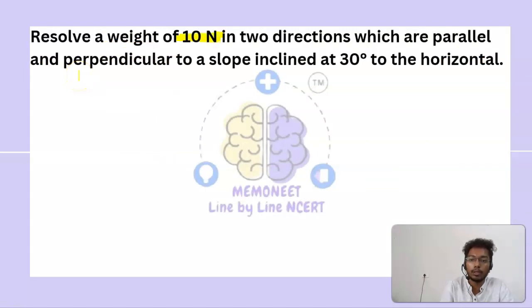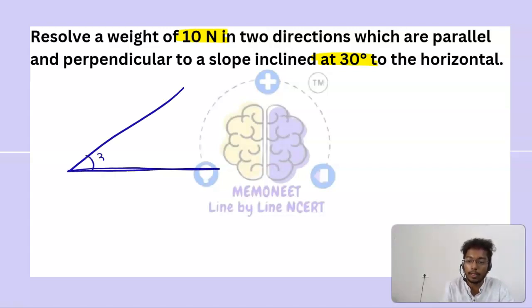Of 10 Newton in two directions, which are parallel and perpendicular to a slope inclined at angle 30 degree to the horizontal. This type of question will help you in the laws of motion chapter. Let's say this is an inclined plane and this is the angle, 30 degree, and here we have one weight, that is 10 Newton.